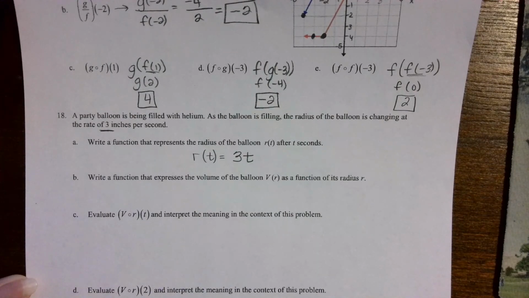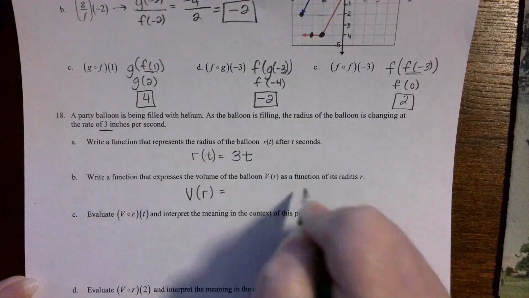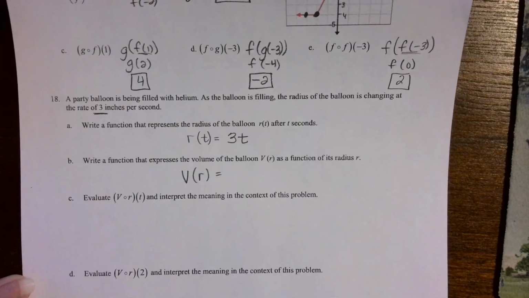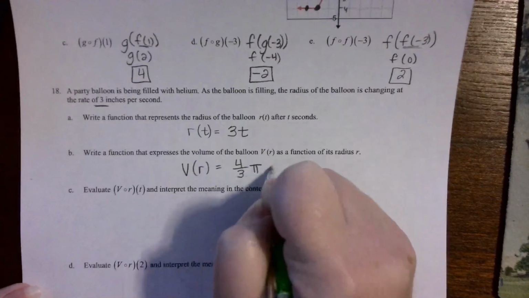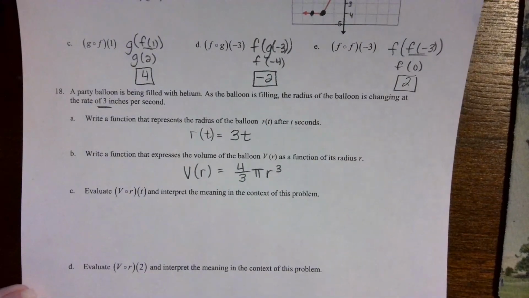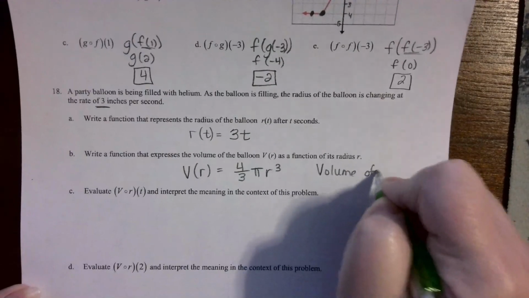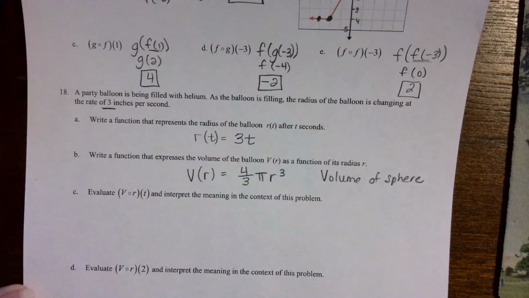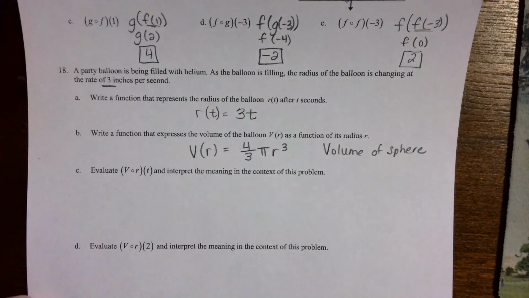Now, part B says, write a function that expresses the volume of a balloon, V of R, as a function of its radius, meaning we're going to have R in the equation. Now, this you probably have to look up, and I've already looked it up. It's 4/3 pi R cubed. That's the volume of a sphere, because a balloon, we're calling it a sphere. We're calling it a nice circle. Okay? So now you just have your two equations.